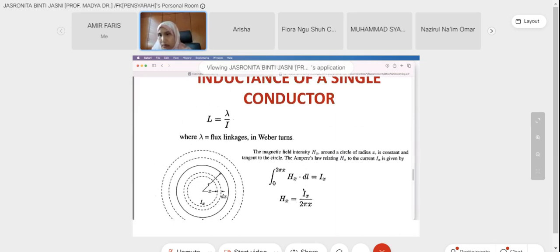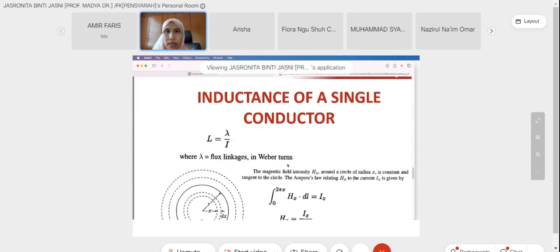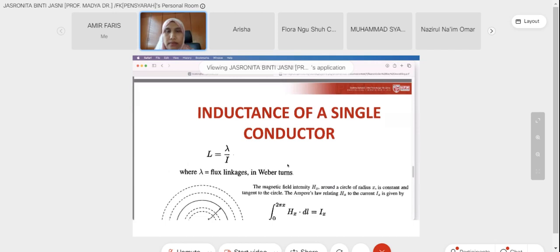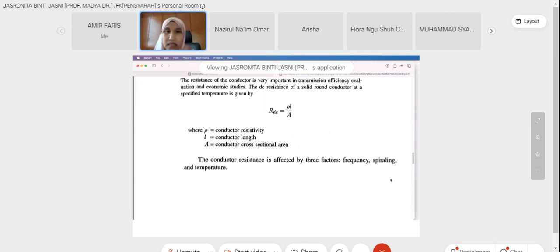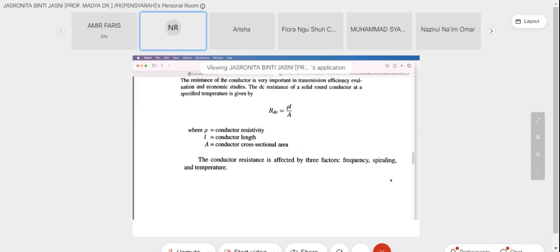Any questions? Doctor, what does spiraling in a transmission line mean? Okay, what is spiraling? Oh, yeah, something that is coiled. Spiral, yes. We have that spiral because the cable is long. Imagine you have one long conductor, a long cable.